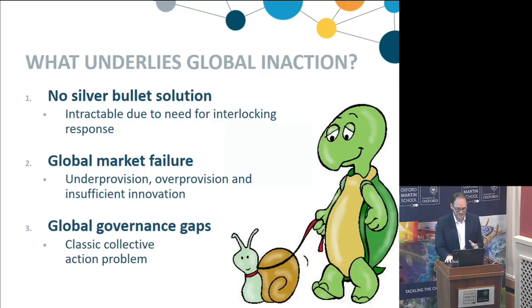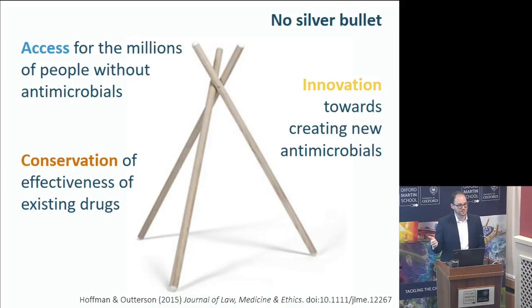So to go into that in just slightly more detail, when I mentioned there's no silver bullet solution, the reason for that is because there isn't actually just one problem associated with antimicrobial resistance. There's actually at least three problems. One is that we need to promote access for the millions of people without antimicrobials. Think of those who don't have access to such medicines. Two is we need to conserve the effectiveness of existing drugs. And third, we need innovation towards creating new antimicrobials. And it's not even that easy because actually these are interlocking problems. So we can't address one without addressing the other.